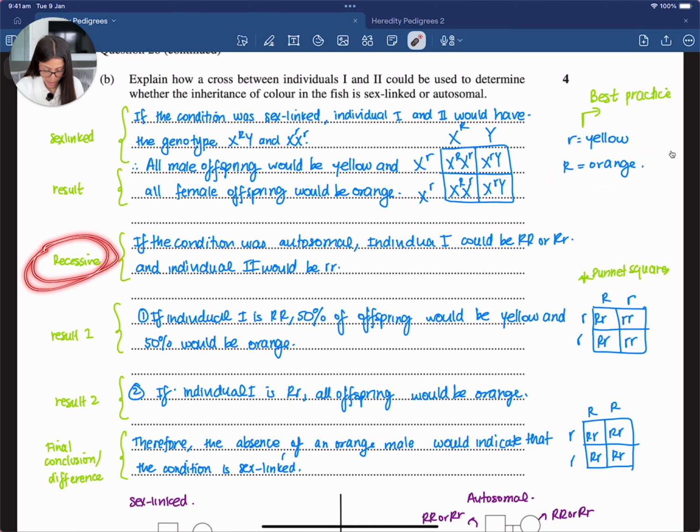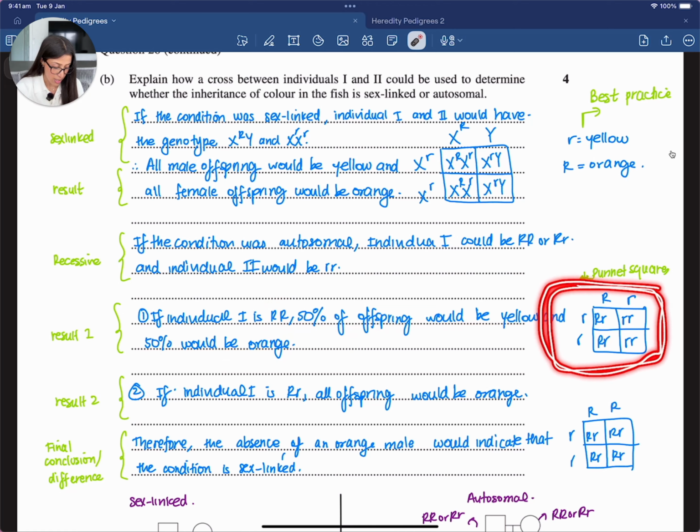Second, we look at recessive. So if the condition was autosomal, then individual 1 could be homozygous or heterozygous, and individual 2 would be homozygous recessive. Result number 1. So if individual 1 is homozygous dominant, then 50% of the offspring would be yellow and 50% would be orange, as you can see in this Punnett square here.